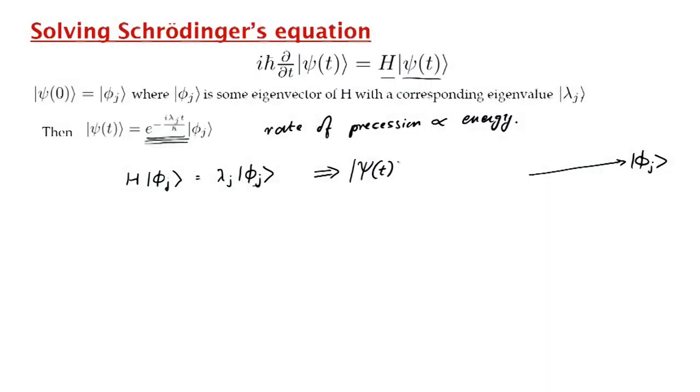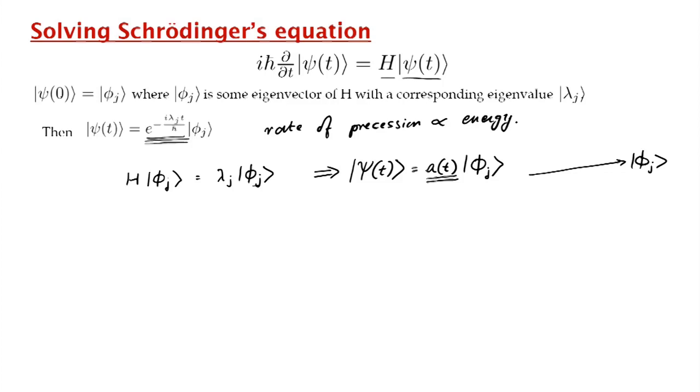And so we can conclude that even after the change, the state points in the direction of phi sub j, maybe with a different constant in front of it. So the state at all times t is of the form some constant which depends upon t, times this eigenstate phi sub j. Now we're going to try to figure out this complex number a of t, and how a of t evolves with time.